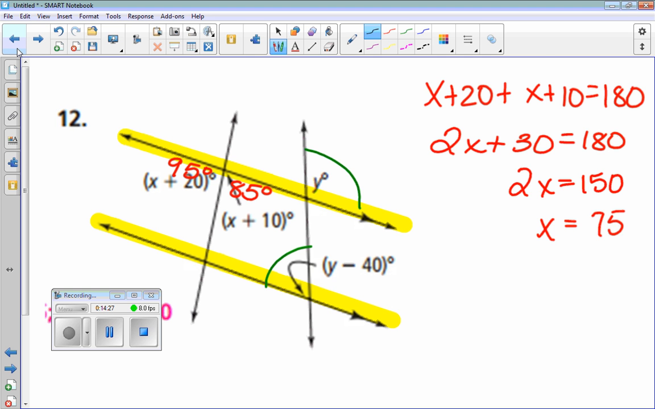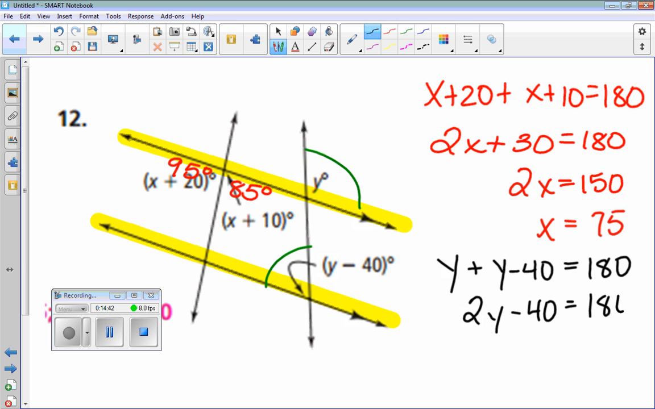So that's what I'm going to do here. I'm going to say that y plus y minus 40 is equal to 180. Then I would just solve for y at this point, combining my y's. So I'm adding 40 and dividing by 2. We get y is equal to 110. And so this measure is 110 degrees, which means this one would be 70 degrees. Good.